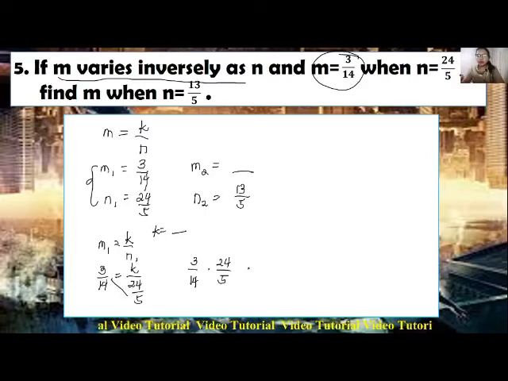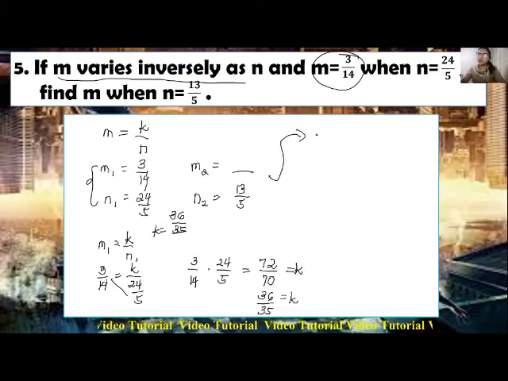So after that, we simply multiply. So 3 times 24, that's 72. And then 14 times 5, it's 70. So the value of k is 72 over 70. But 72 over 70 can still be reduced as 36 over 35. So this is the lowest term. So definitely the value of the constant is 36 over 35.